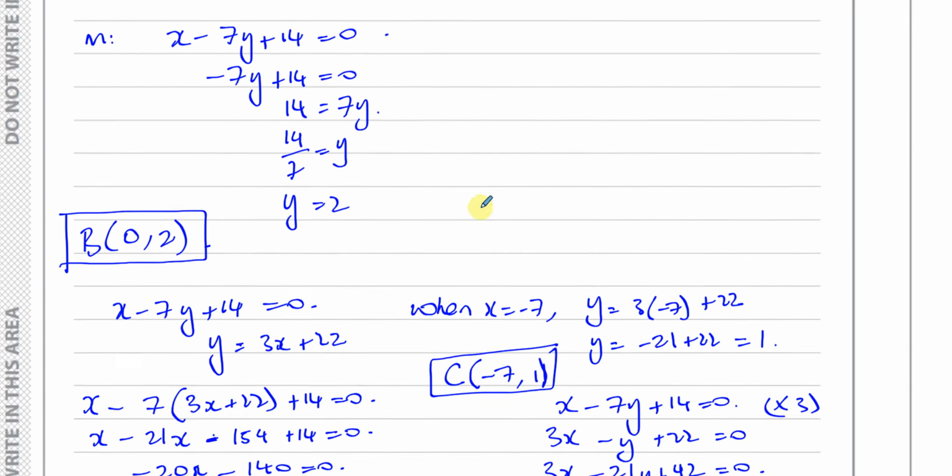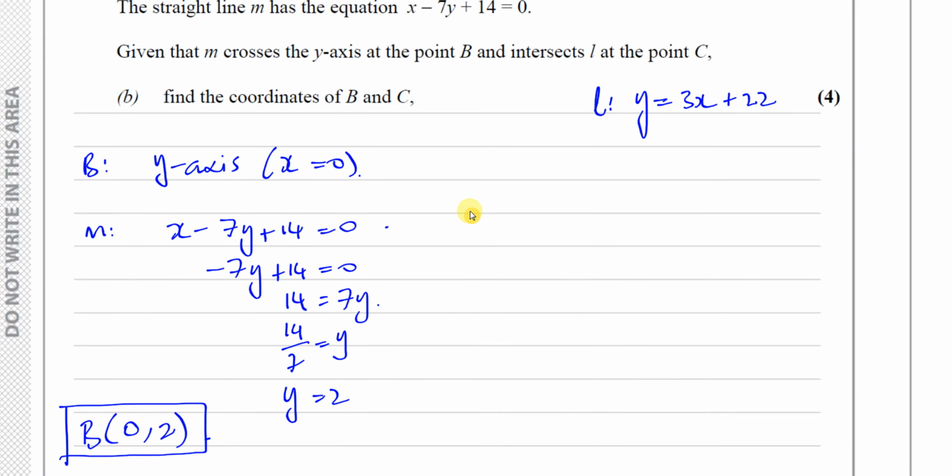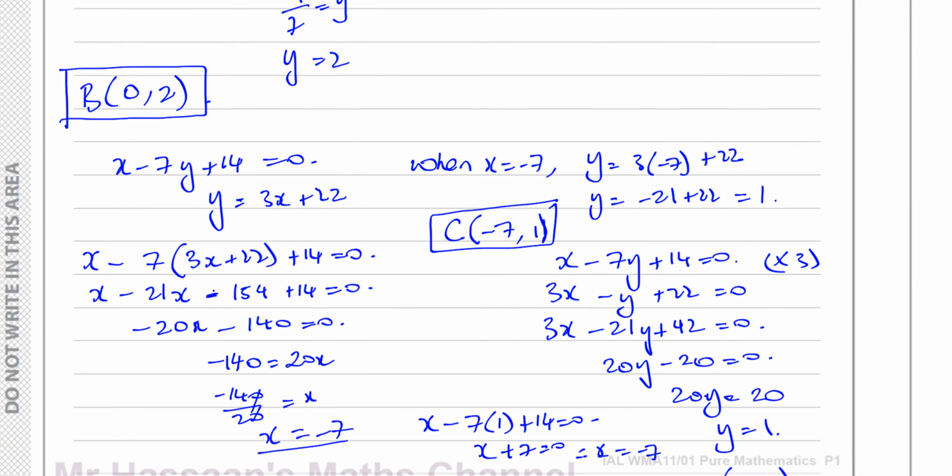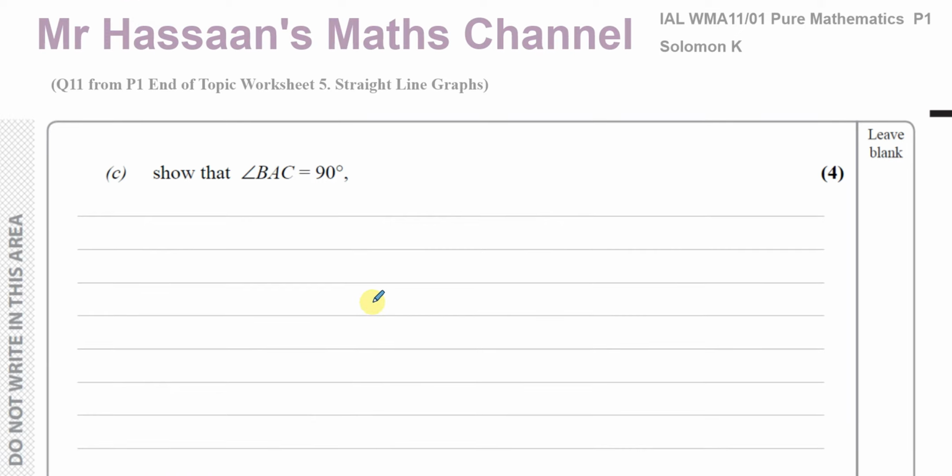So that's the answer to part B of this question. And now I'm going to go to part C. And it says, show that angle BAC equals 90 degrees. So let's get some of the information we need. We know the 3 points A, B, and C are negative 6, 4; 0, 2; and negative 7, 1. To show that angle BAC is 90 degrees, let's just draw a little sketch just to picture what's happening.